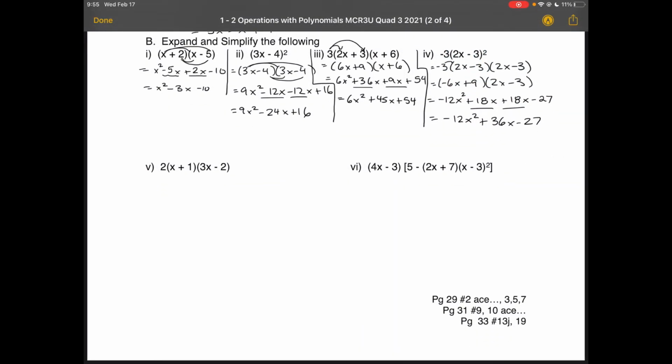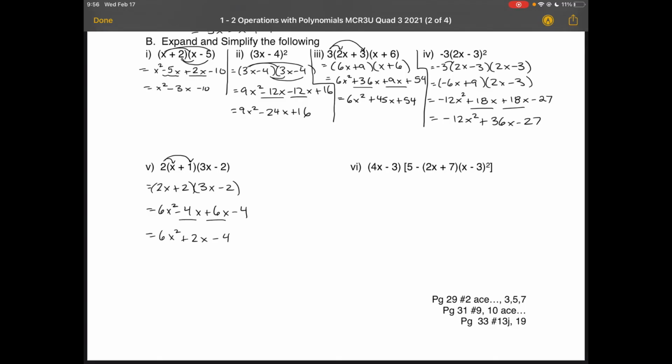Our final 2 examples here. Example 5, another example of a constant times 2 brackets. So the first thing I'm going to do is distribute my constant into the first bracket only. And now I'm going to use FOIL to multiply the resulting brackets together. So 6x squared minus 4x plus 6x minus 4. Collecting my like terms in the middle, I now have 6x squared plus 2x minus 4 as my final answer.